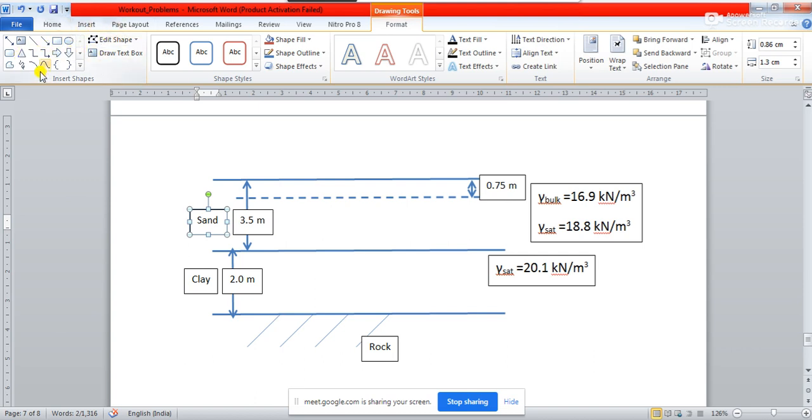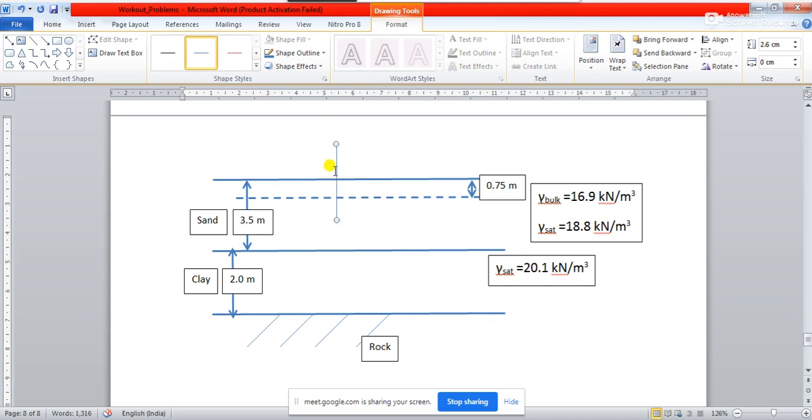Let me take something. What should I take? Let me take a straight line over here for the footing. There will be a column something like this.